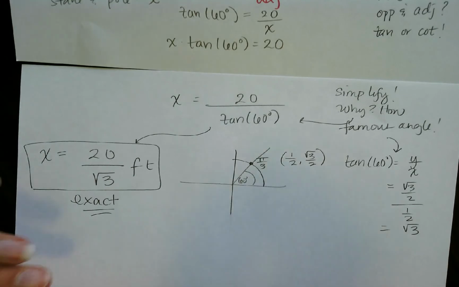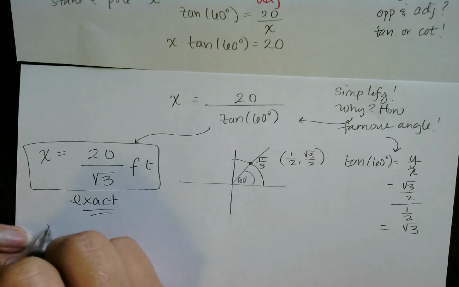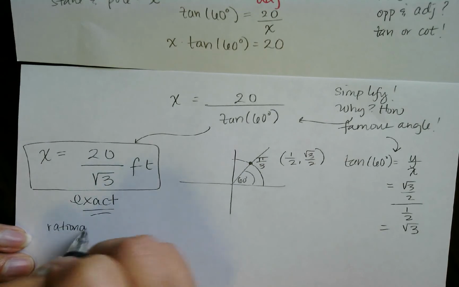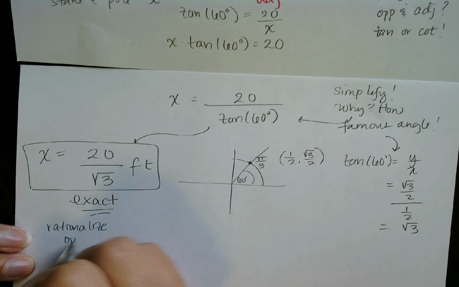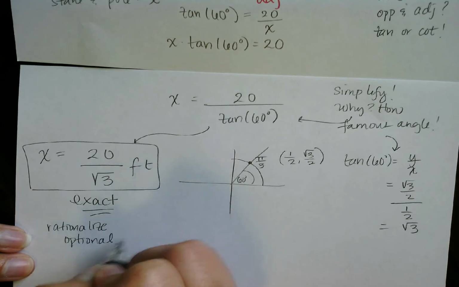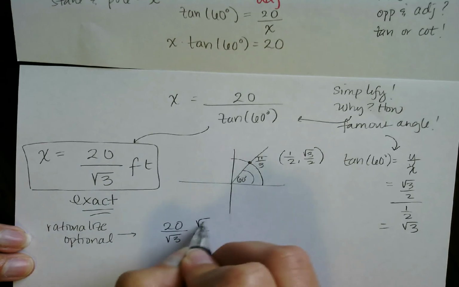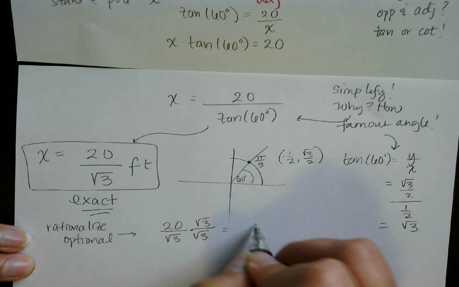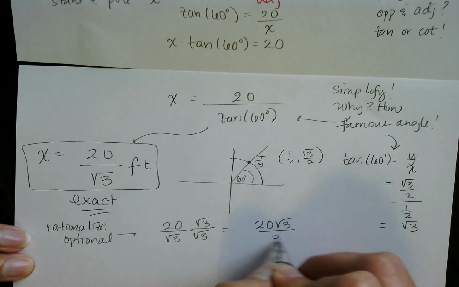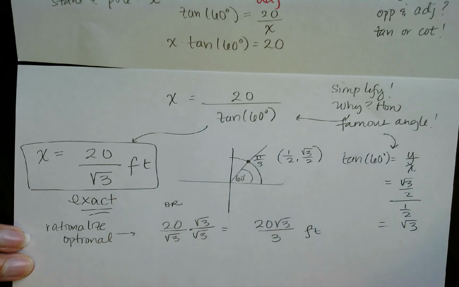And you don't have to rationalize, but if your book does, if I give you story problems, just in case it asks you to rationalize, it's optional, but your book might do it. How do you spell optional, guys? There we go. You would multiply the bottom by square root of 3, multiply the top by square root of 3, because it's always got to be a form of 1. You would get 20 root 3 over 3 feet. So either answer. Okay.